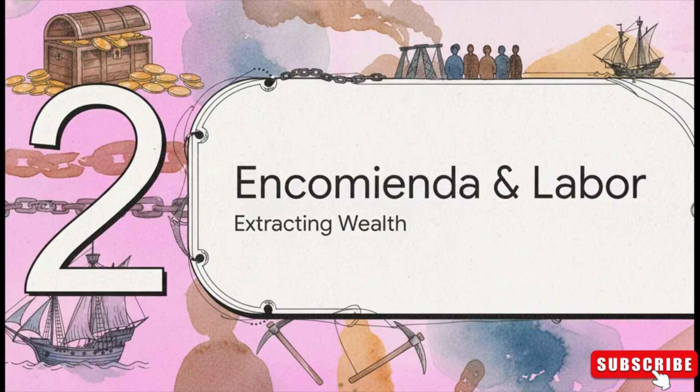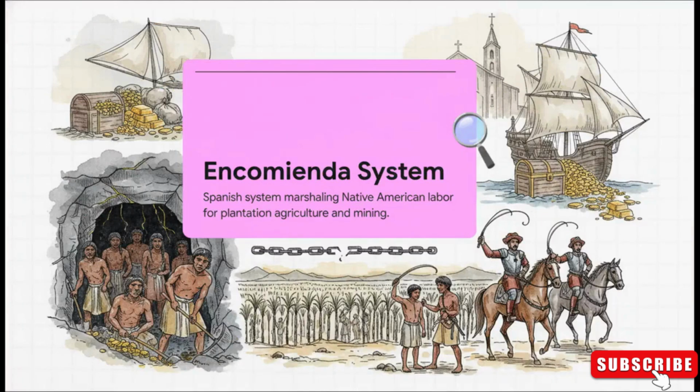Moving right along to part 2, Encomienda and forced labor. Now, the Encomienda system, this wasn't just a suggestion, it was a strict mandate. The Spanish crown explicitly granted colonizers the right to marshal Native American labor to extract precious metals and support these massive plantations. In return, the colonizers were supposedly meant to protect them and convert them to Christianity. But in practice, it was a brutal economic system designed from the very top down to pull unimaginable wealth from the earth using entirely forced labor.